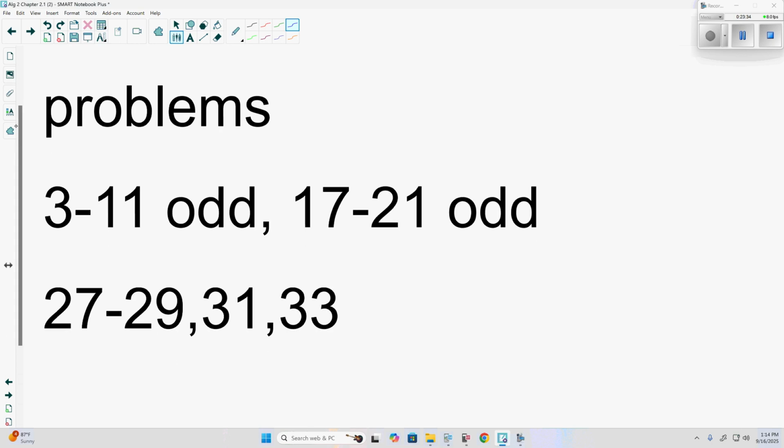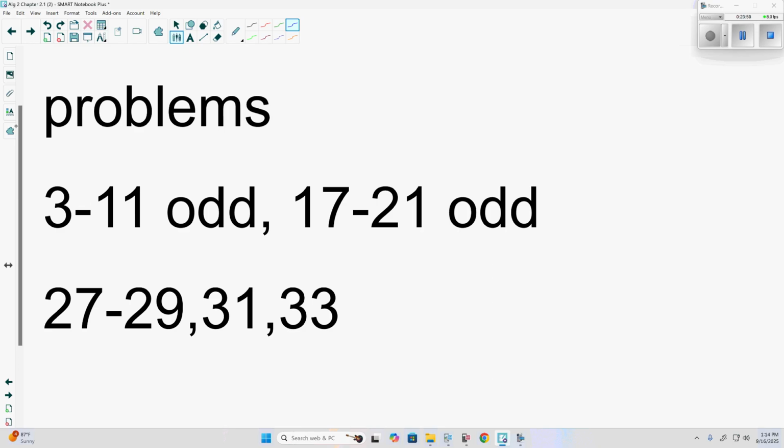So your homework is this here, problems 3 through 11 odd, so only the odds for 3 through 11, the odd number problems. 17 through 21 odd, so the odd number problems from 17 to 21. 27 through 29 all, and 31 and 33.